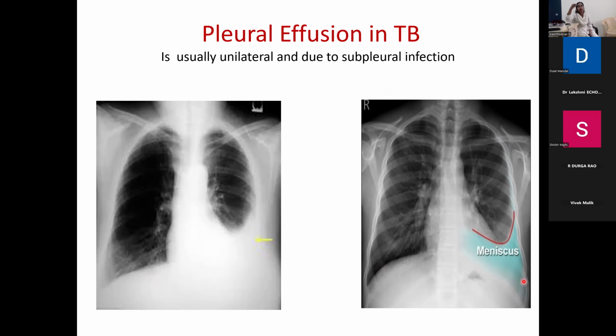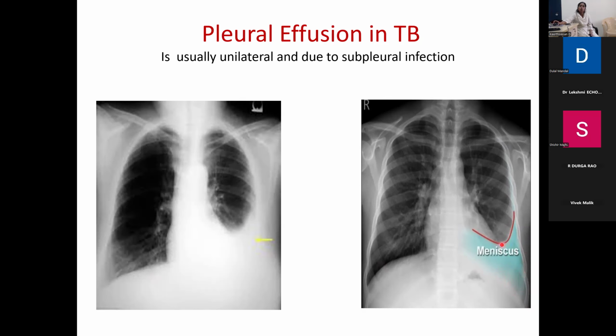It will always gravitate. So the first thing that will be filled if there is a fluid is the CP angle. So first thing, if you want to know whether this is a consolidation or an effusion, you have to look for signs of CP angle blunting. If the CP angle is blunt, there is more chance that this is an effusion.